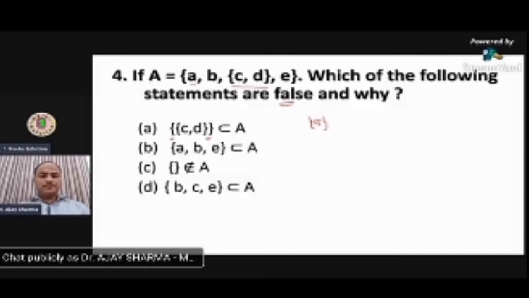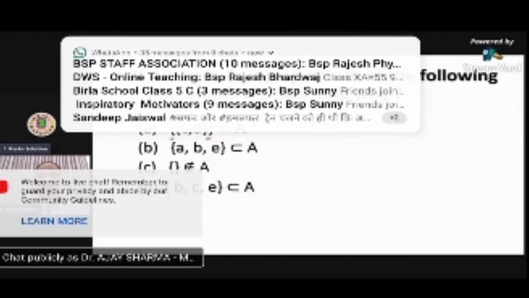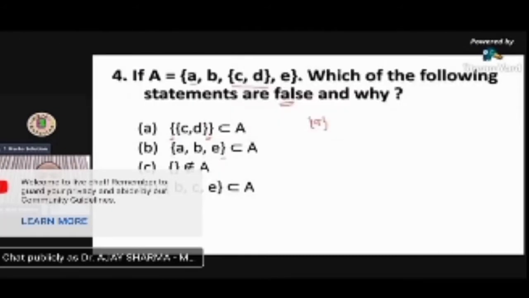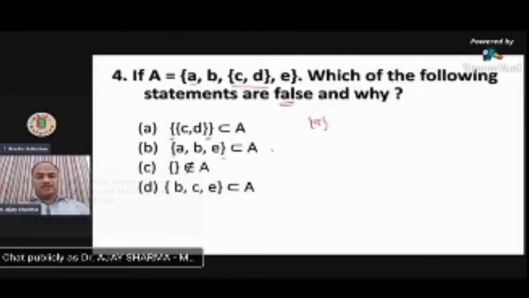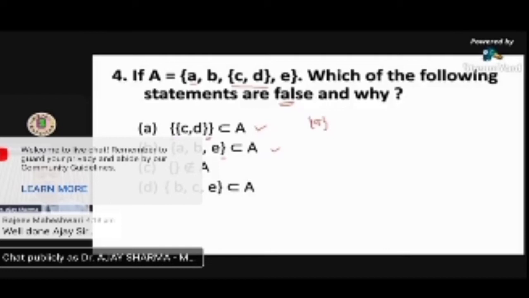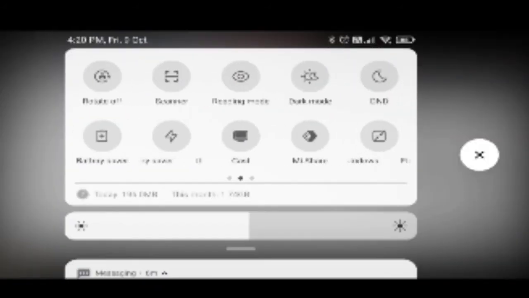Now move ahead. A, B and E, again we have taken the elements. A, B and E are the elements of sets, and we have used curly brackets here. So again, this is the subset of A. This is also correct. Now move ahead. Next we have this. I hope all of you understand what this empty notation means. This is just a special thing. Phi. Phi is a null set, having no elements. So null set.